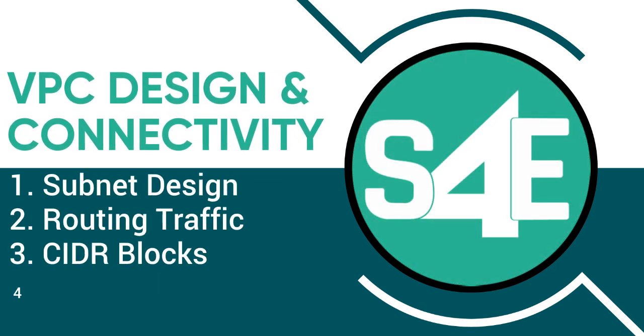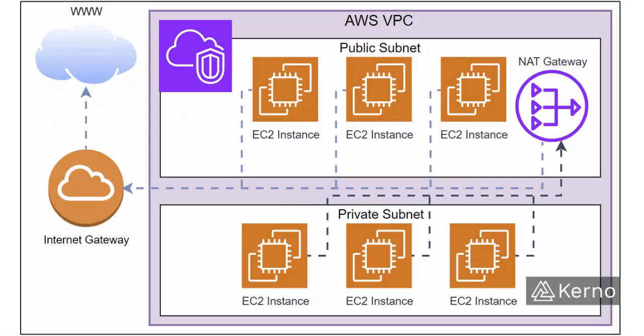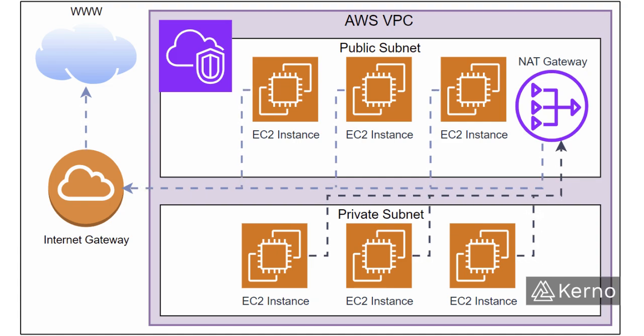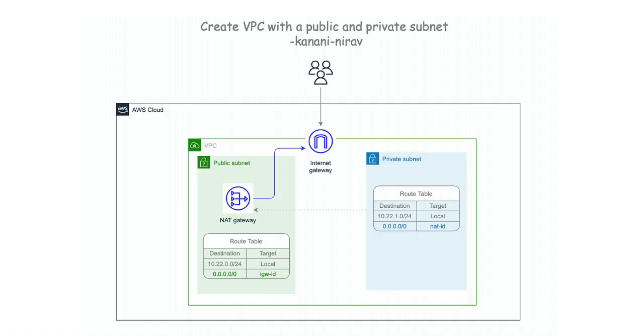First things first, Virtual Private Cloud, or VPC. It's the backbone of AWS networking. Your goal? To create a secure, isolated, and scalable environment for your resources. Here's how to do it, step by step. Subnet design. Divide your VPC into public and private subnets across multiple availability zones for high availability.